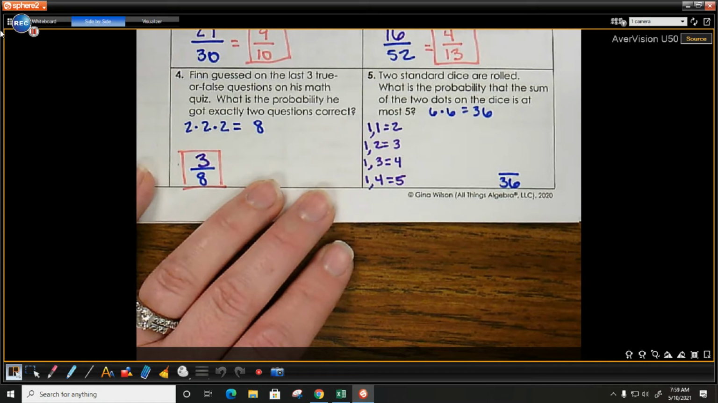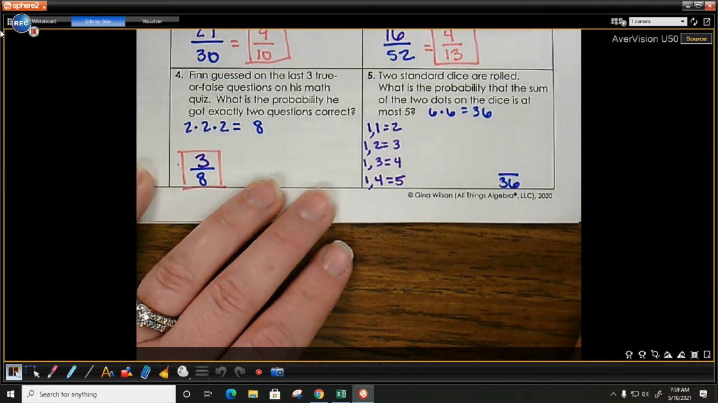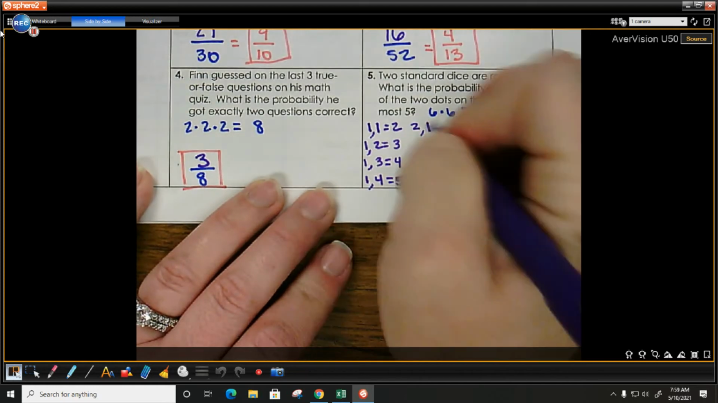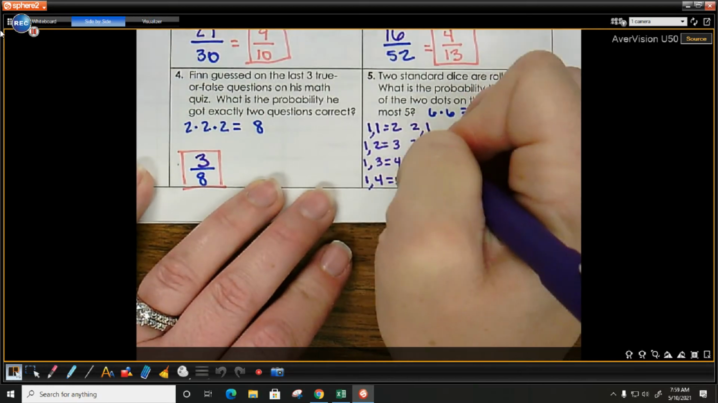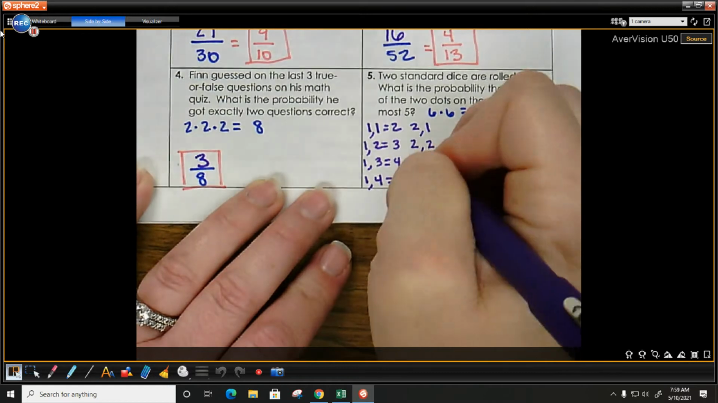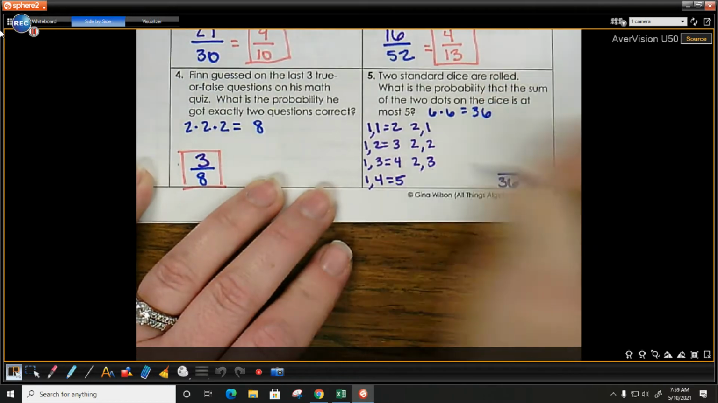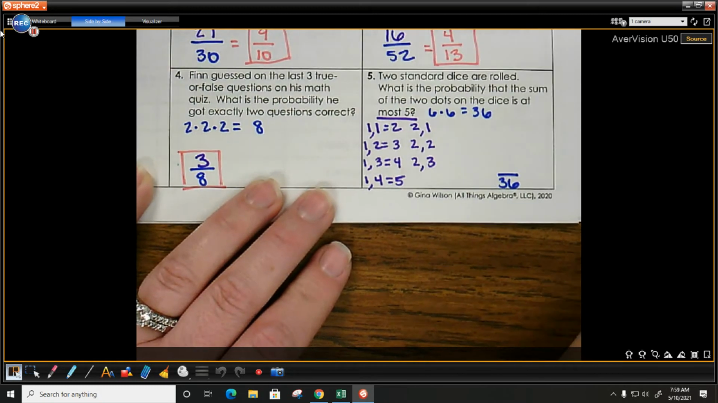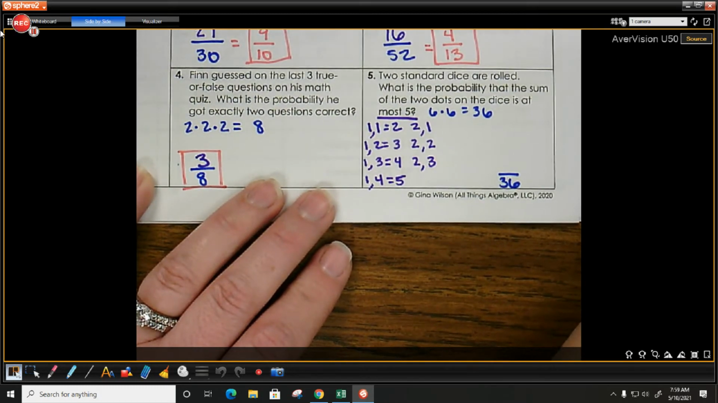Okay, so we're done with rolling our 1s first. What if I roll a 2 and then a 1? Yes. What if I roll a 2 and then a 2? Yes. What if I do a 2 and then a 3? Yes. No. Guys, it says at most 5. If it's at most 5, can it include 5? Yes, just not more than 5. So can I do 2 and 4? No. So let's go on to rolling a 3 first.